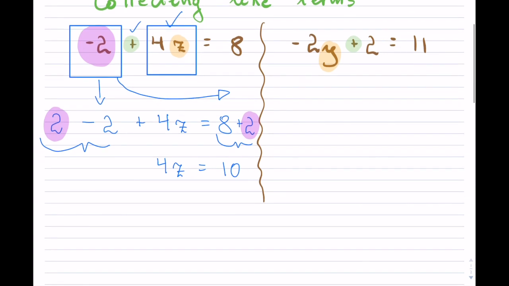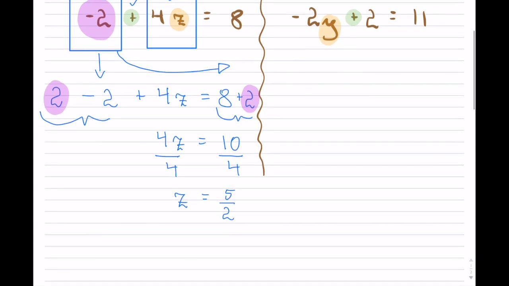And from here, you know what to do if you've watched part 1. We can divide by 4 on both sides, and now I will get 10 over 4, which is 5 over 2, or just 2.5. It depends on how your instructor wants you to do that.